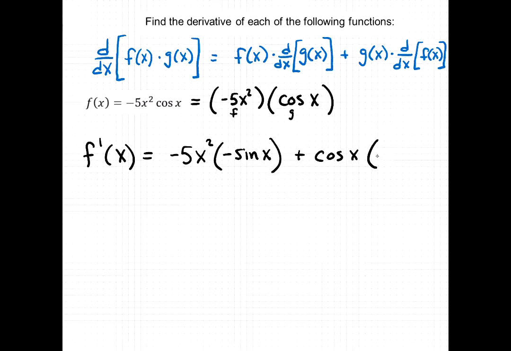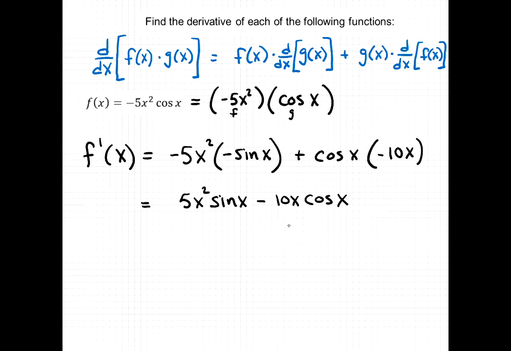So applying the power rule to the negative 5x squared, that should be a negative 10x. The 2 comes out front as a multiple and drops by 1. Okay, so anytime you're applying a derivative rule, after that, you always have to simplify whenever possible. So it looks like these two negatives become positive. So we have 5x squared sine of x minus 10x cosine of x.